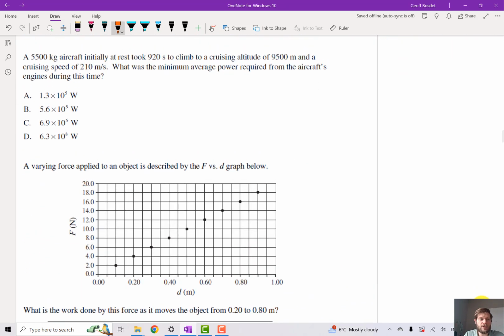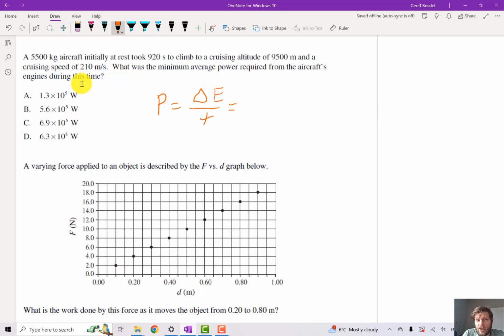Next guy, we've got this aircraft. It starts out on the ground, not up, not moving. This has got no energy in the beginning. We want to find the minimum average power required from the aircraft's engines during this time to go from on the ground and not moving to up in the air and moving fast. And so we're just going to use this formula. Power equals change in energy over time.